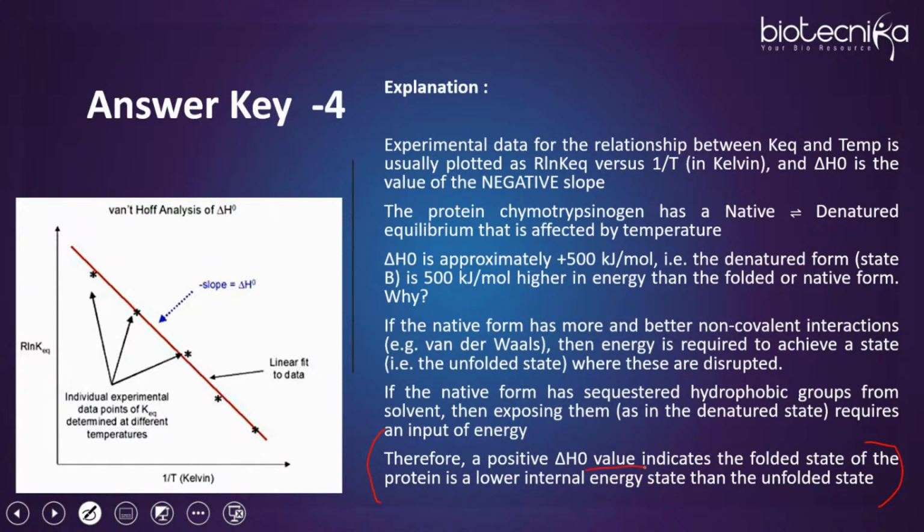A positive delta H value indicates the folded state of the protein is a lower internal energy state than the unfolded state. Okay, so the internal energy difference, which is the delta H for protein denaturation, will vary somewhat with temperature, but is usually positive, which favors the folded state. So enthalpy is not the only contribution to the energetics of protein folding, and proteins do unfold at extremes of temperature. It means it is not the only contribution.